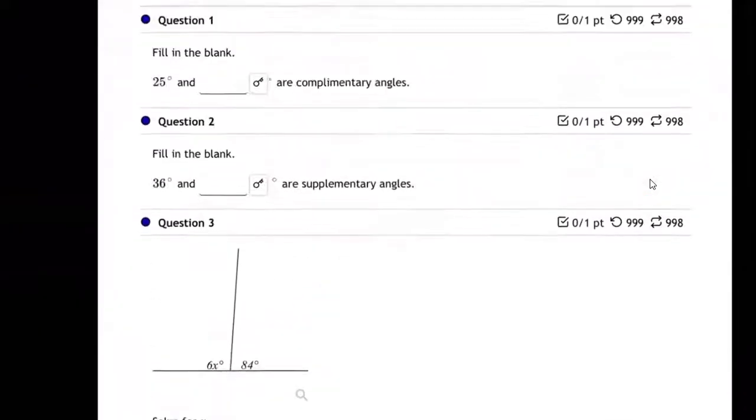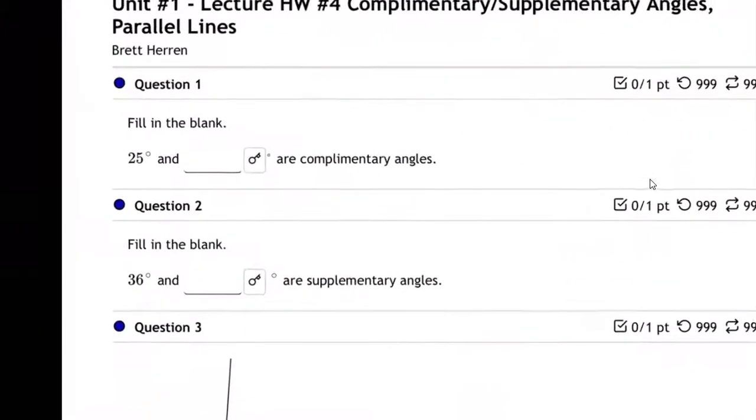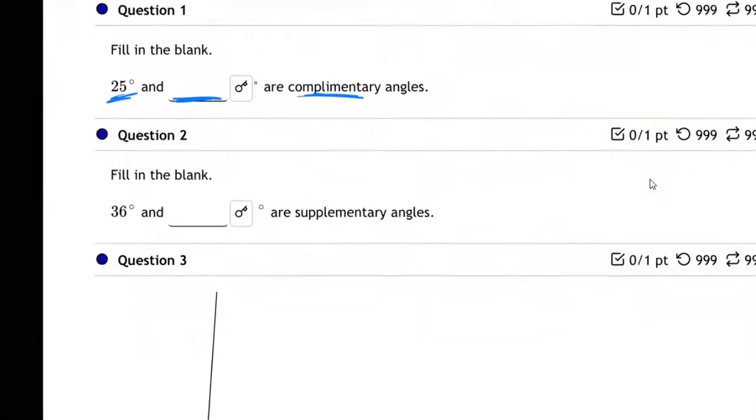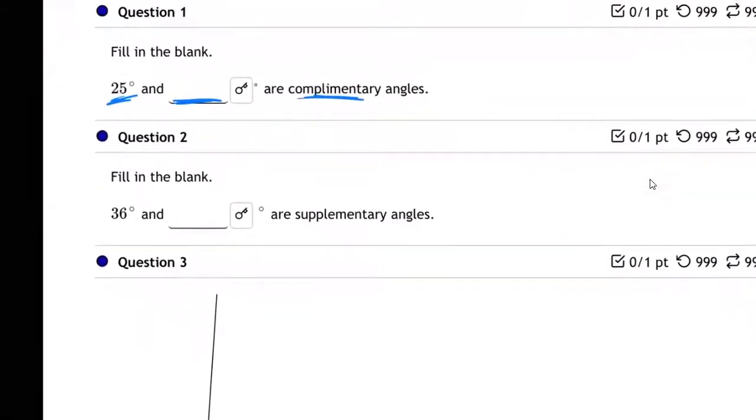Okay, so with that in mind, let's come back. Question number one. It says fill in the blank. 25 degrees and what are complementary, spelled wrongly. I'll have to fix that. Even my title spelled wrongly. Anyway, how do we fix that? Well, not fix that. I'm sorry. I'm focused on fixing the spelling. How do we solve this problem? What am I going to do?